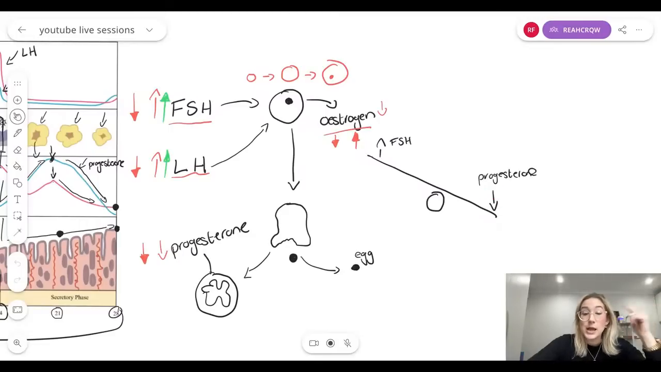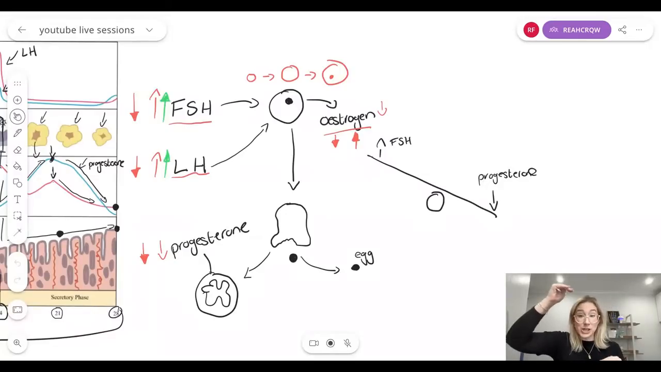Because remember, if I'm making a follicle, can I be pregnant? No. And so if it was the opposite way, if we were up the other way, if I'm pregnant, so I've got high progesterone, I'm not going to make any more follicles because I need to be pregnant with one baby at a time. Okay. And that is the simplicity of it.